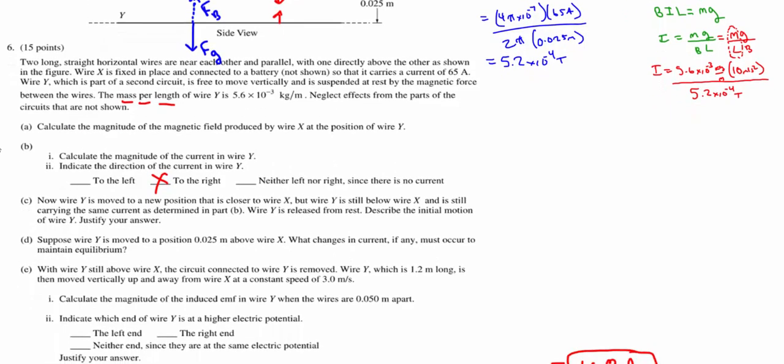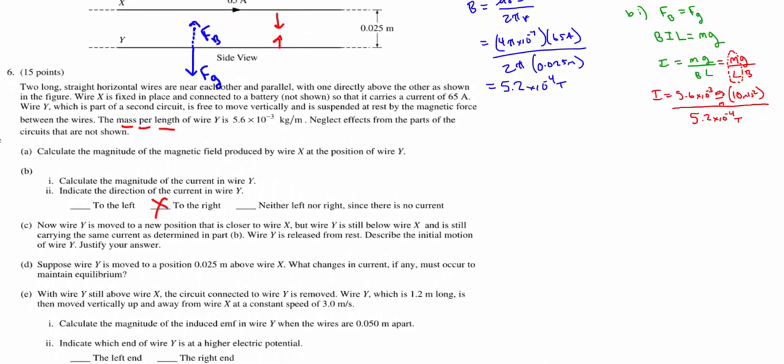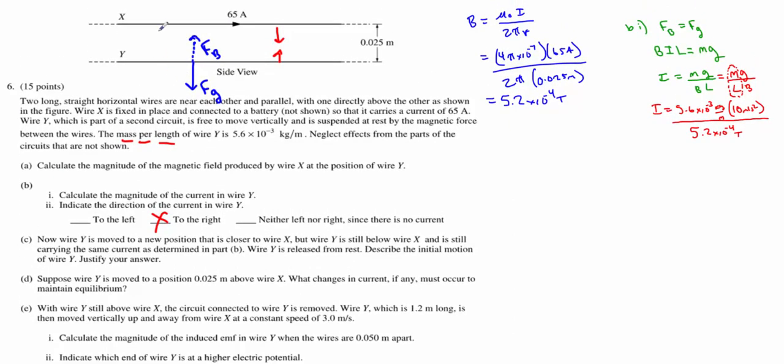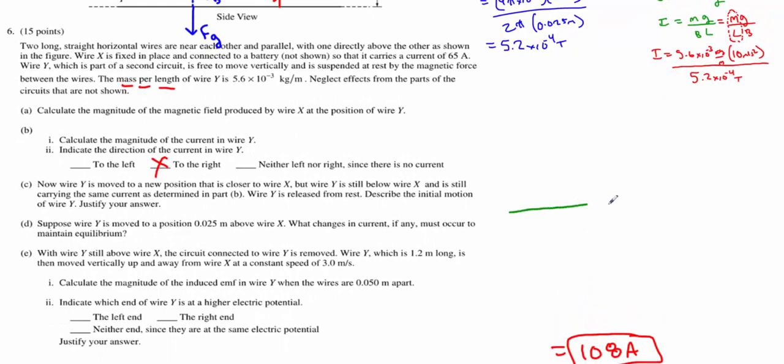Part D. Suppose wire Y is moved to a position 0.025 meters above wire X. What changes, if any, must occur to maintain equilibrium? Well, think about this. Before, wire X and wire Y needed to have current in the same direction so they'd attract each other. Wire Y needed a force to help pull it up to counteract gravity. Well, wire Y is now up here. That gravitational force is still down, but if they were attractive, then the force of the magnet would be down as well, and it would not be in equilibrium.